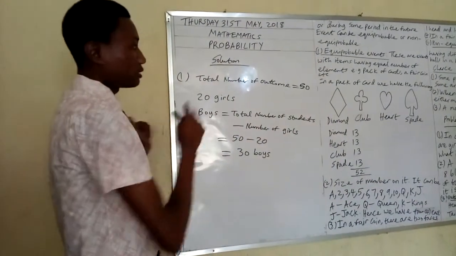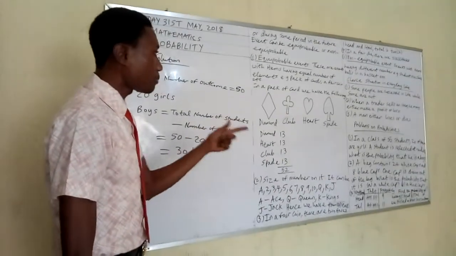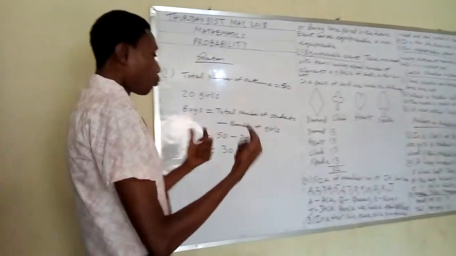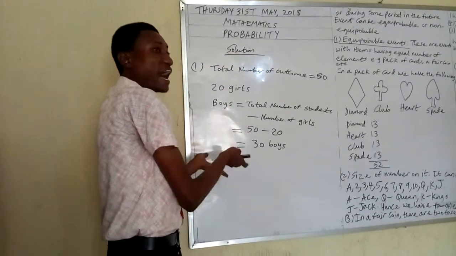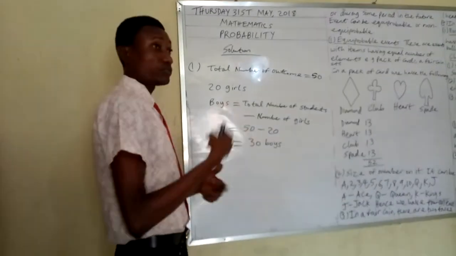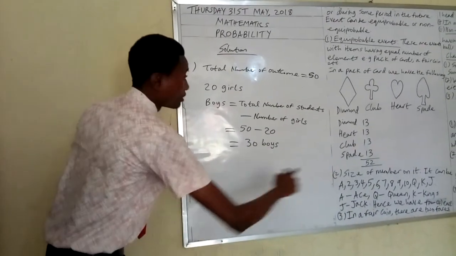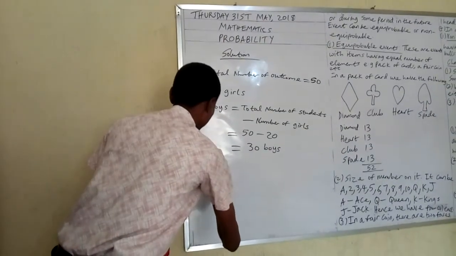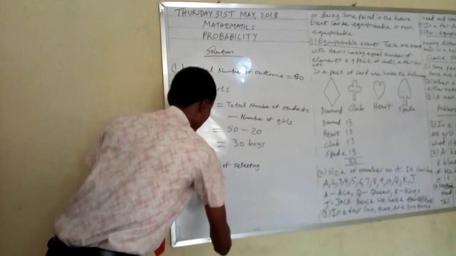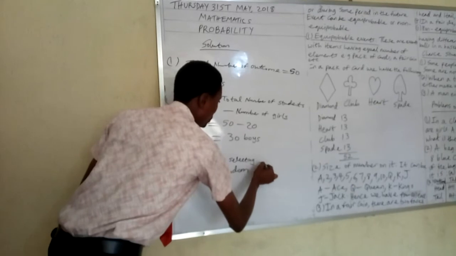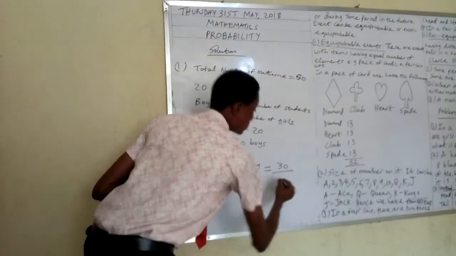Now, we are done with the first aspect. Then we go back to our question. The question says, a student is selected at random. What is the probability that he is a boy? Now, what are you supposed to do? Go to the number of boys, then divide it by the total number of possible outcomes. Which means the probability of selecting a boy at random is equal to the number of boys, 30, over the total number, which is what? 50.